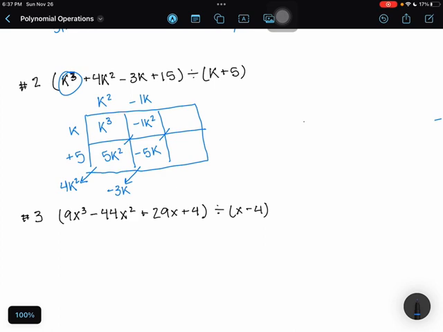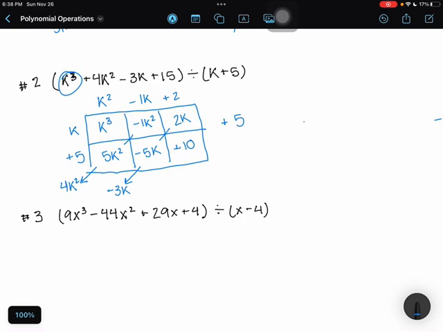So to get from negative 5 to negative 3, I would have to add 2k. So k times a positive 2 gets me to 2k. So 2 times 5 would give me plus 10. But I don't need just 10. I actually need 15 in the last box. So I'm going to have a plus 5 outside.